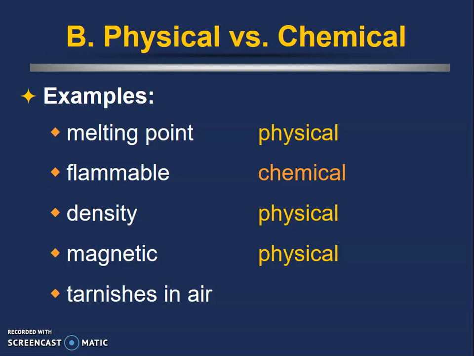What about if something can tarnish or not? So like silver, for example, tarnishes when it sits out for a long period of time. Do you think that is physical or chemical? That is a chemical change. Tarnish is actually changing the chemical, changing the properties of that item.